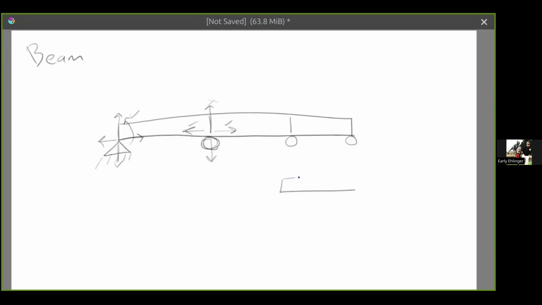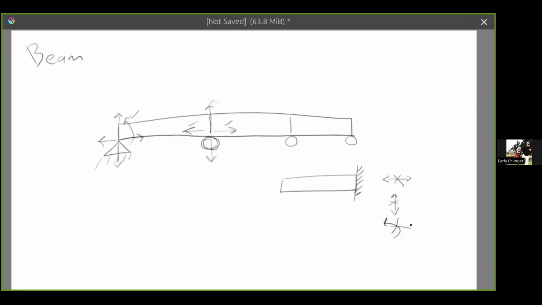You could also have what's called a fixed support, which is usually drawn something like that. And that just means that this member is fully supported at that end. It can't move side to side, so that's not allowed. It can't move up or down, so that's not allowed. And it cannot rotate at all, so that's not allowed. So those are the different types of supports.